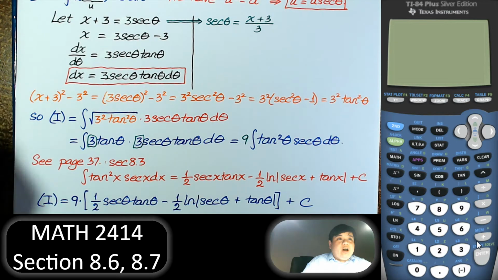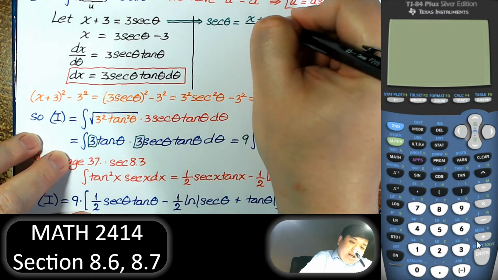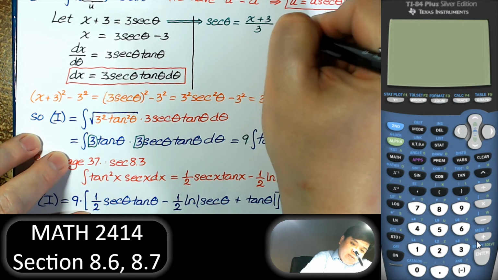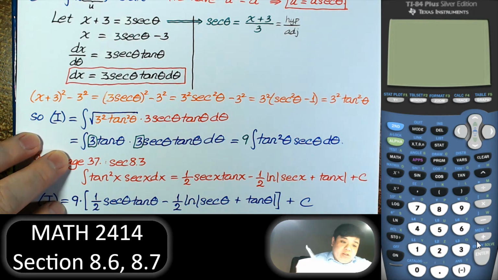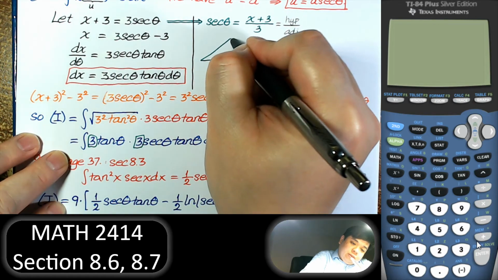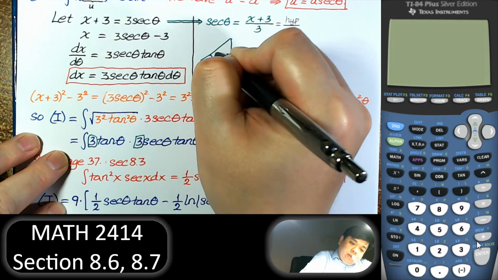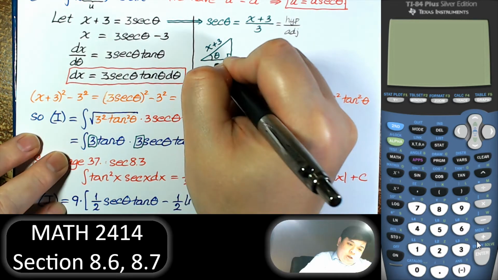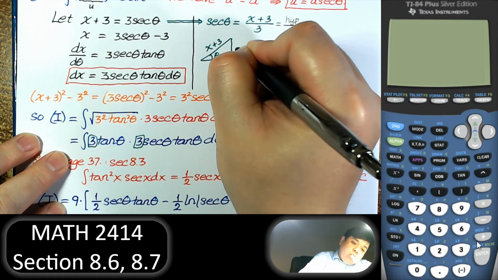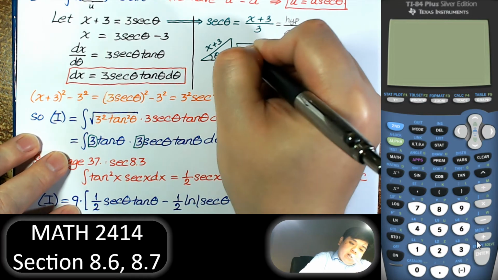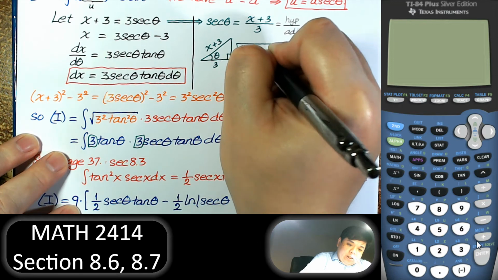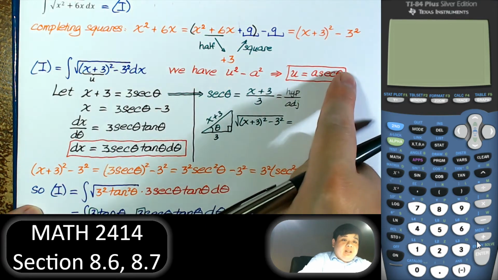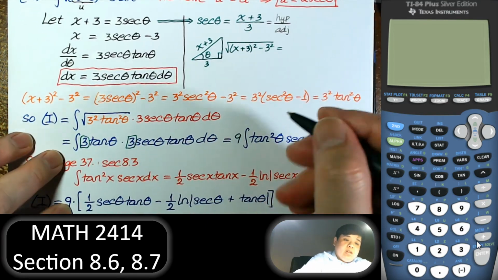Secant is 1 over cosine. Cosine is adjacent over hypotenuse, so this is hypotenuse over adjacent. So make a triangle. Hypotenuse, adjacent. So the opposite is going to be the square root of (x plus 3) squared minus 3 squared. By the way, that we did say earlier, equal to the square root of x squared plus 6x.